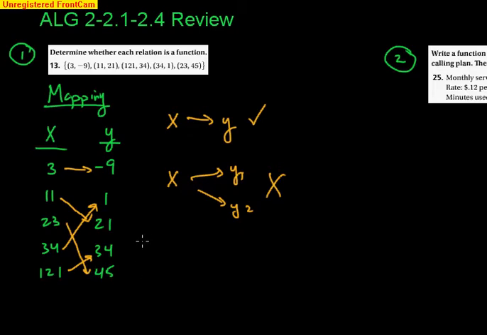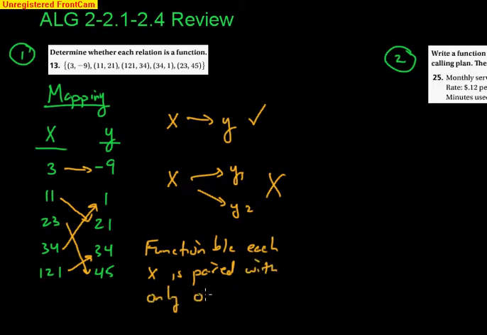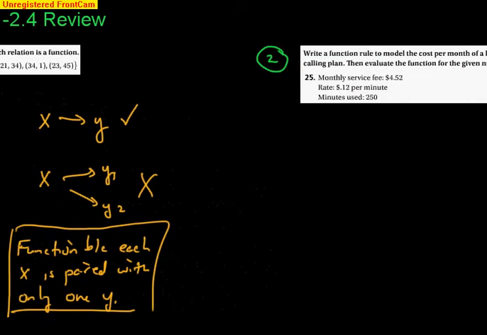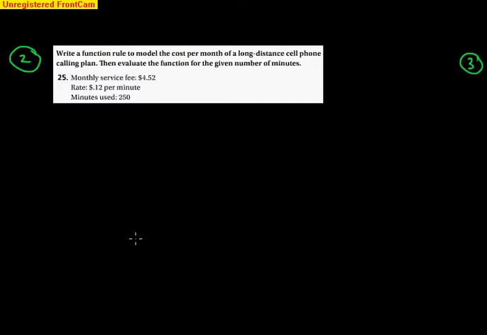Determine whether each relation is a function. Function, because each x is paired with only one y. And there you go. So that's the definition of a function, and this shows you what a mapping diagram is. Alright. Next, we have this problem.